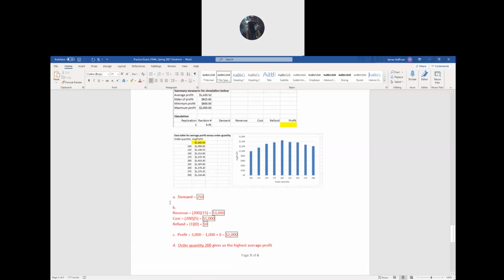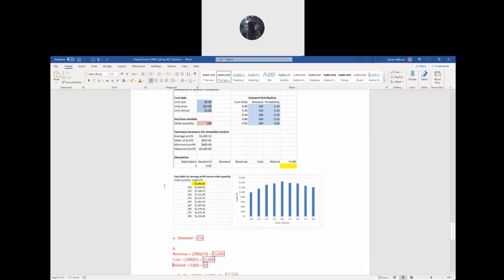And then do we get a refund? Remember this, you have to look at the screen cap and the demand, and you only get a refund if you order more than demand. Did we order more than demand this time? No, we didn't. Demand was 250, we only ordered 200. So there's no extras to sell back because we didn't even order enough.